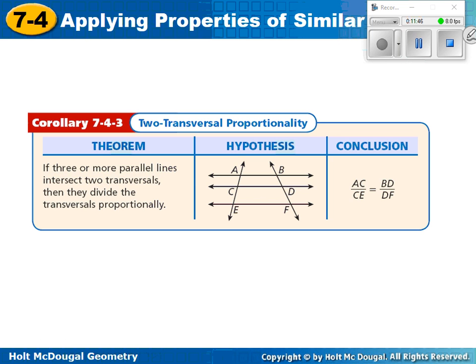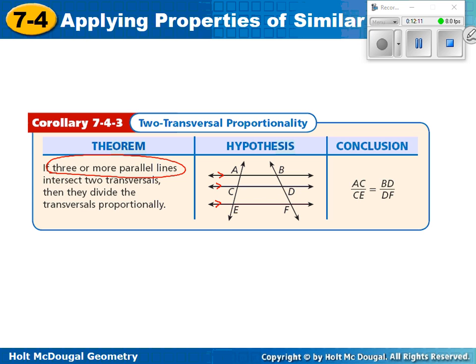Here's really the second theorem, and it's called the two transversal proportionality theorem. So basically what this is going to say is if you have 3 or more parallel lines. In this picture, they should have marked, and they didn't, so I'm going to go ahead and mark them here, that these all 3 should be parallel. So mark those parallel.